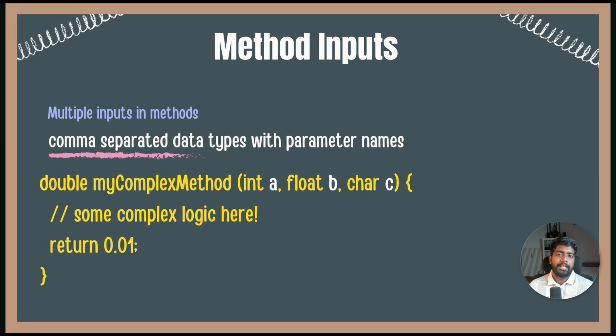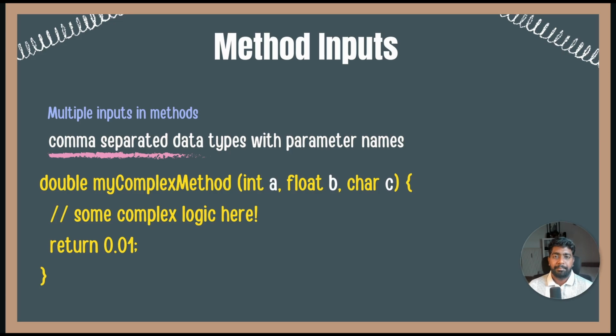How do we define multiple inputs to a method? It's very easy. Use a comma-separated structure under the parameters section. Here I have provided a very basic example. I started with the output data type or the return type, which is the double type of value that I must return from this method. And then I provided a name called my complex method.